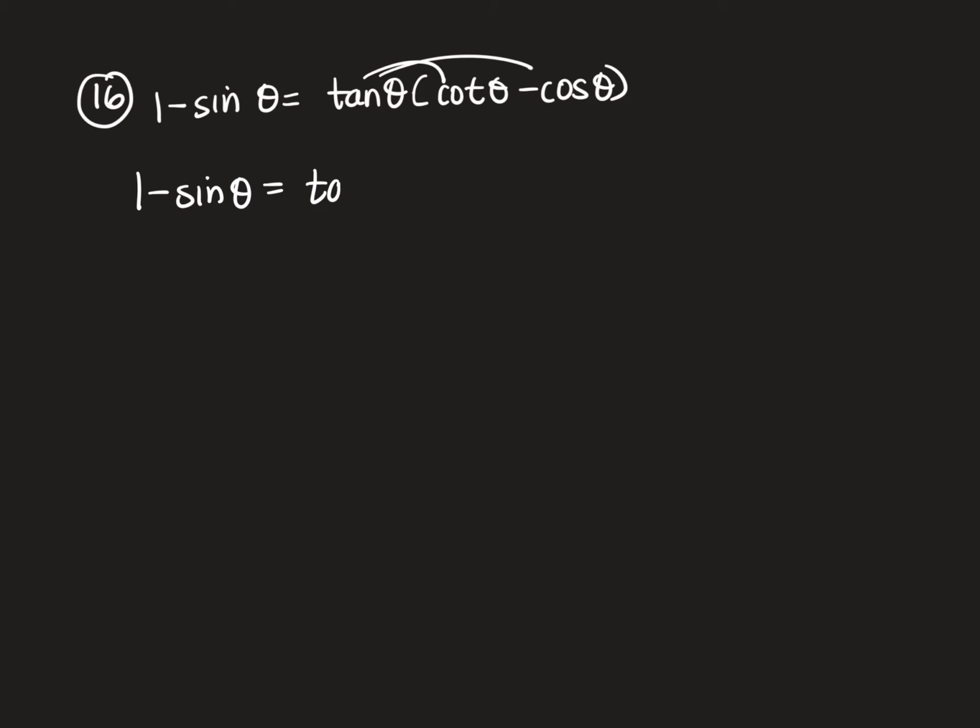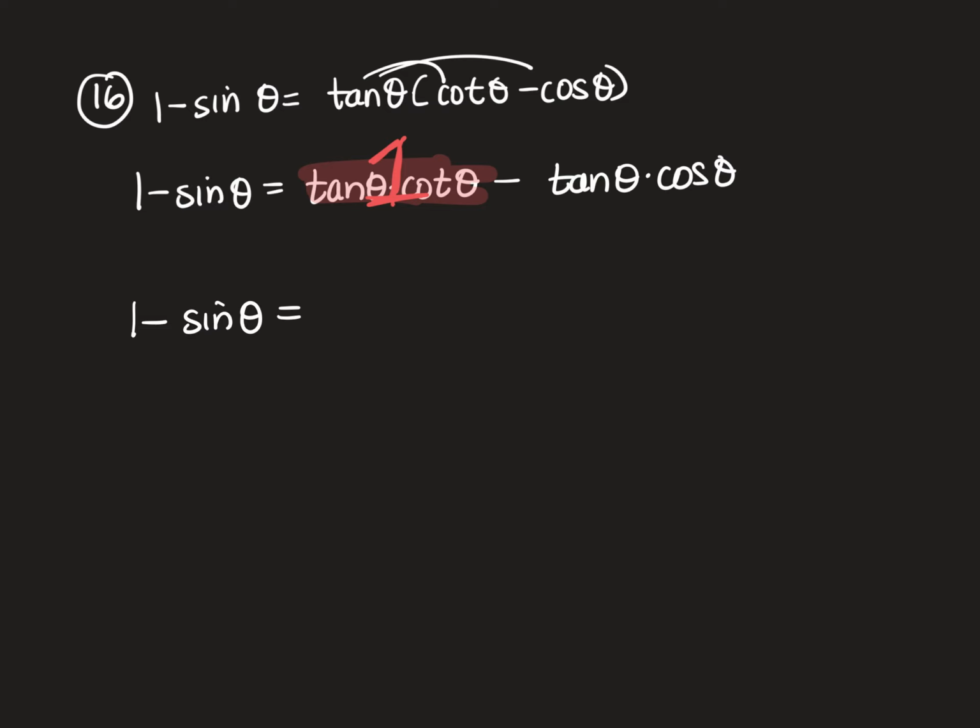But what I get here is tangent of theta times cotangent of theta minus tangent of theta times cosine. If you remember early on, we talked about multiplying reciprocals, like 2/3 and 3/2. When you multiply those, you get 1. When I multiply reciprocals, I will always get 1. I recognize that tangent and cotangent are reciprocals, and I'm multiplying them. So I know that this is just going to be 1. That's nice because it saves me a little bit of time. So I have 1, and then minus tangent of theta times cosine of theta.